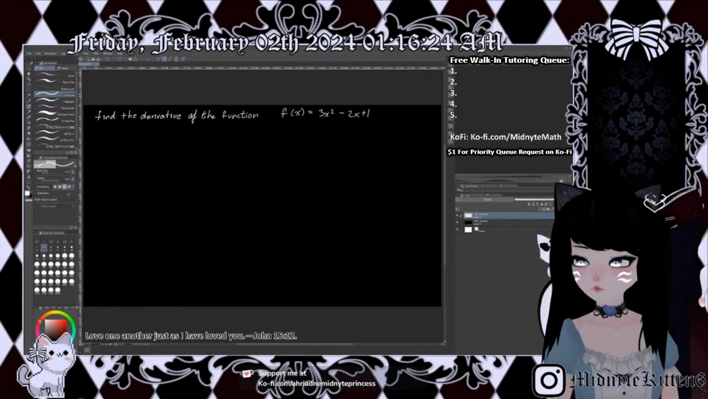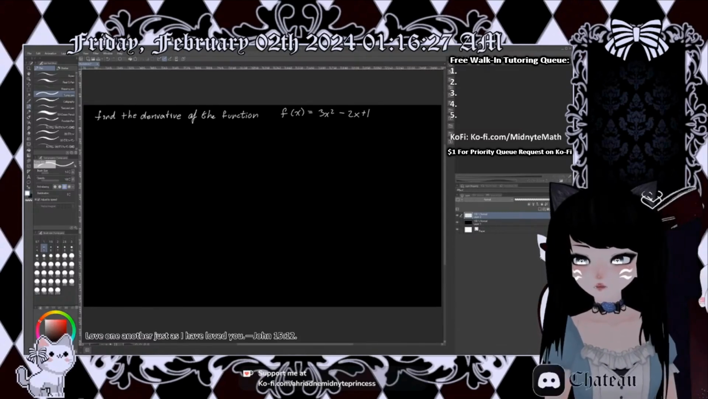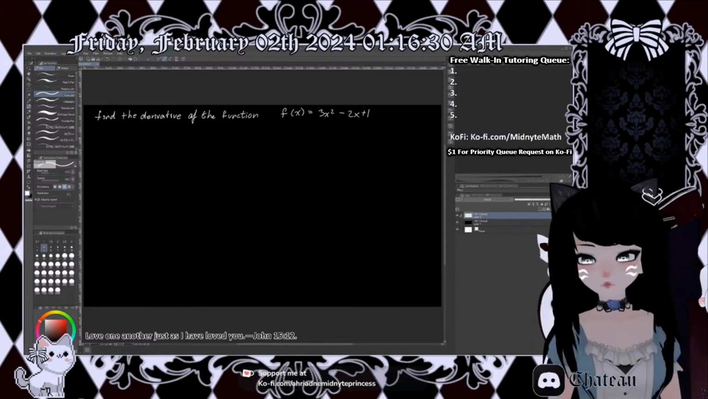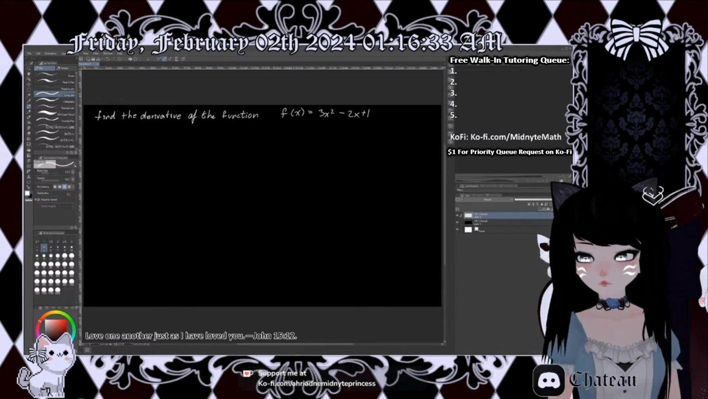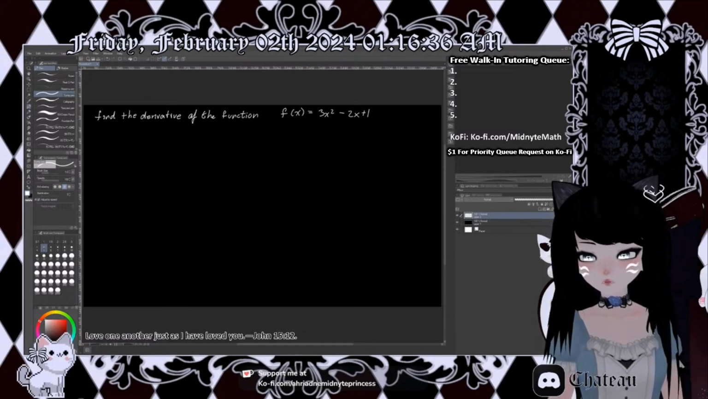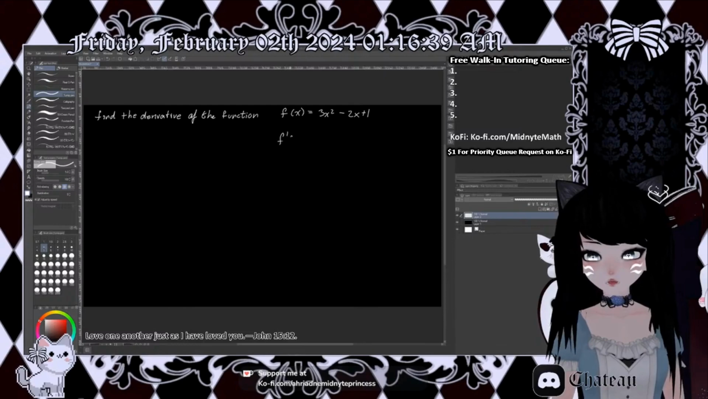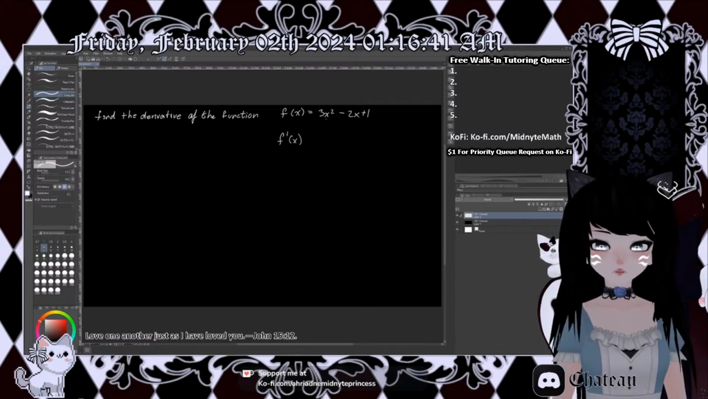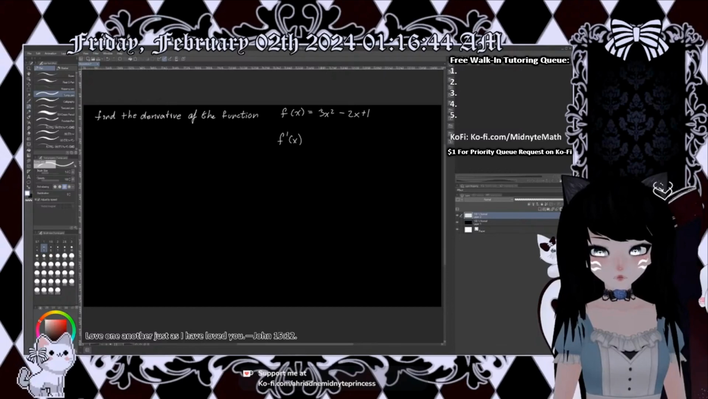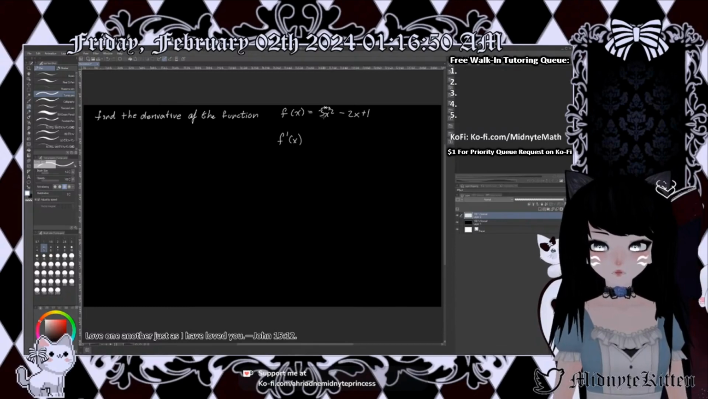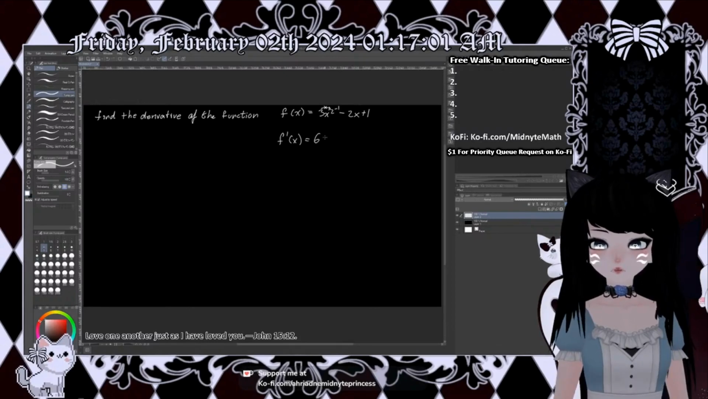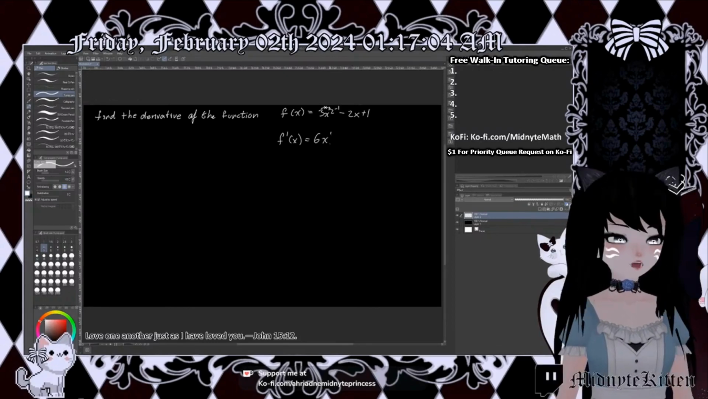So, for this problem, it says, find the derivative of the function. This was pretty easy. So, if you want to find the derivative of a function, what you have to do is take each term individually. So the first term, we'll take the coefficient and multiply it by the exponent. So 3 times 2, that is going to be 6. And then for the exponent, you need to subtract 1. So this would be x to the first power, but you don't have to write first power, so you just leave it.